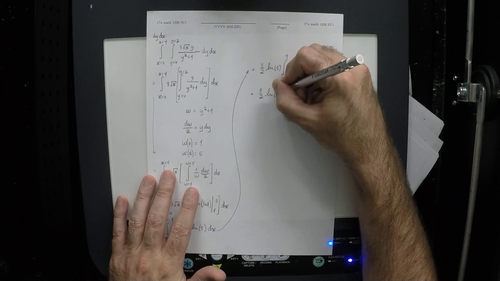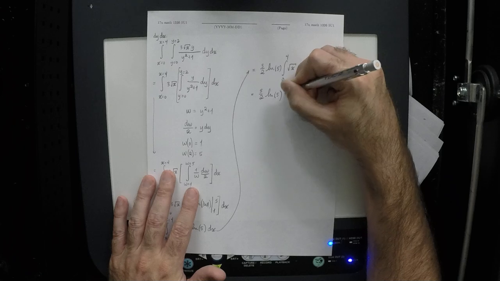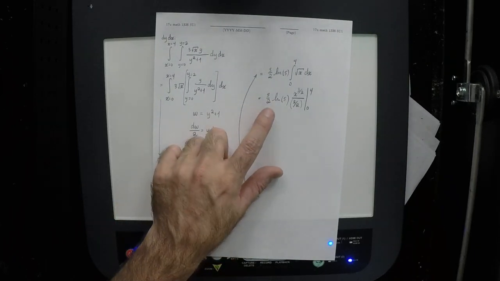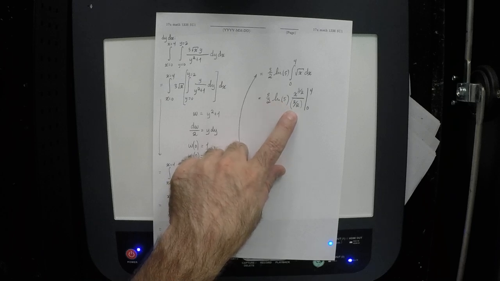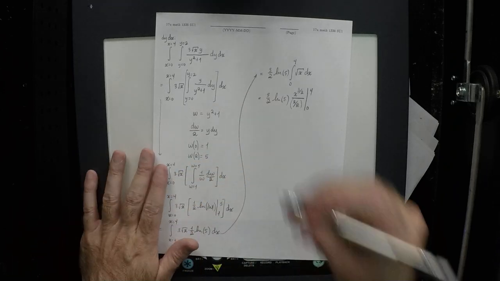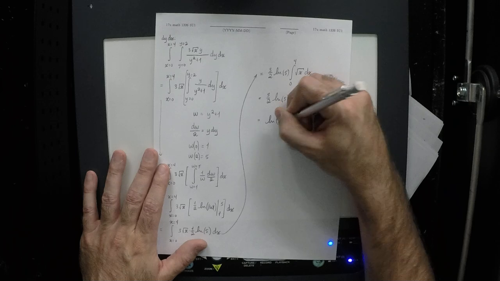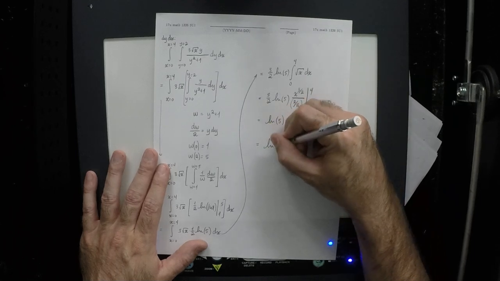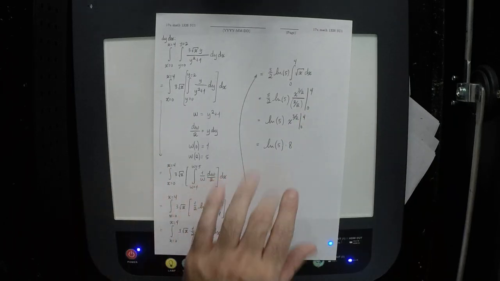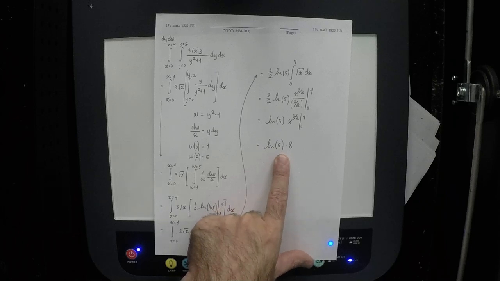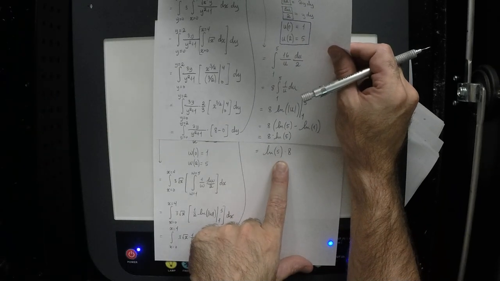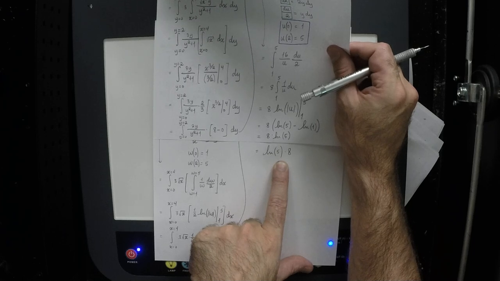So 3 halves log 5 times x to the 3 halves divided by 3 halves, from 0 to 4. Well, notice that this is multiplied by 3 halves and this one is divided by 3 halves. So the multiply and divide cancel. So we get log 5 times x to the 3 halves, and then this from 0 to 4, and that's 8. So is that what we expected? Yeah, that's what we expected. Okay. So any question about this example?